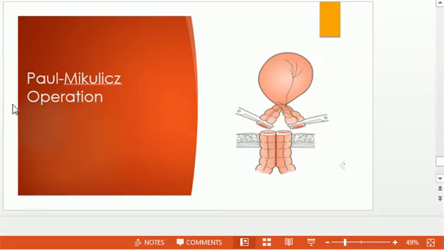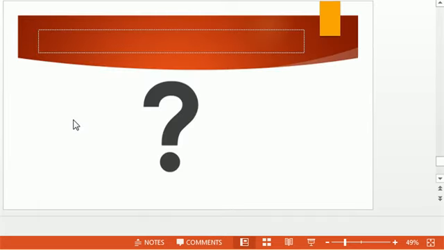This is a picture to explain Paul Mikulicz's operation. Here again you can see the rotated segment is excised, and the two ends of the colon are brought through the same opening as a double barrel colostomy. Here you can see it's a double barrel colostomy, and in this procedure the common wall in between the two loops is cut inside. So this is Paul Mikulicz's operation. This is another method to treat sigmoid volvulus.